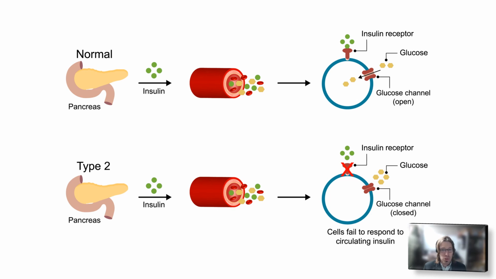But going from the bloodstream to inside the cell is not an easy process. Glucose has to go through a channel in order to enter the cell. But that channel needs a password before it will open. And the password is insulin.